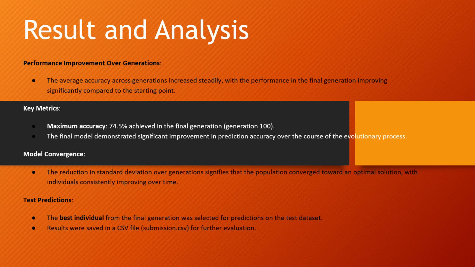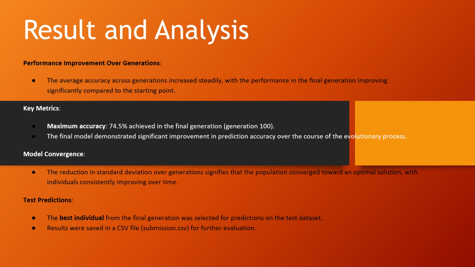Initially, the model started with a relatively low accuracy of around 60.7%, which is typical for randomly generated solutions in the first generation. However, through evolutionary processes like selection, crossover, and mutation, the model gradually became more refined. By the 100th generation, the best performing model reached an accuracy of about 74.5%. This showcases a substantial improvement of nearly 14%.